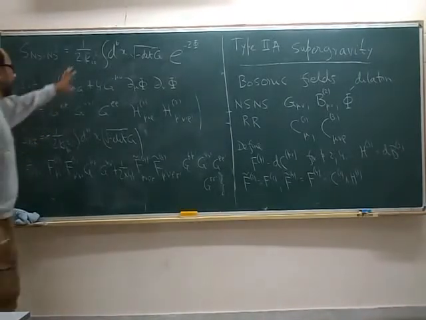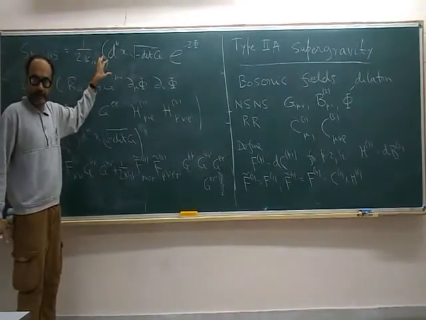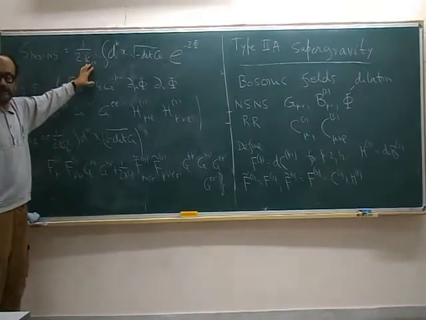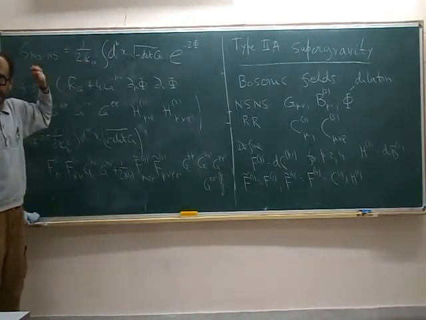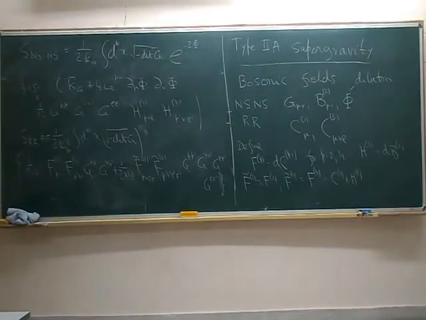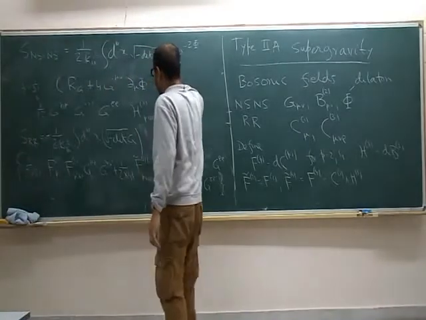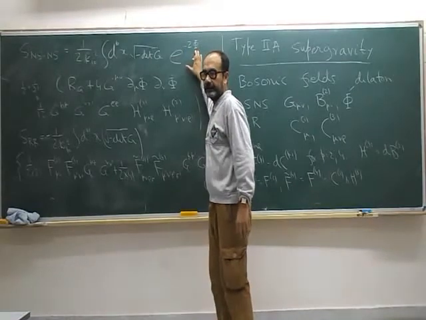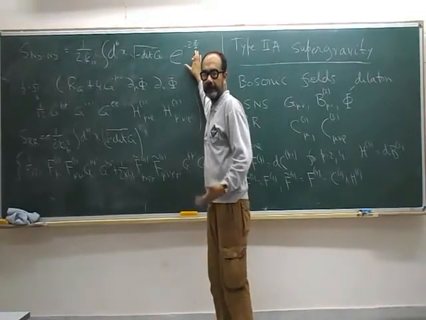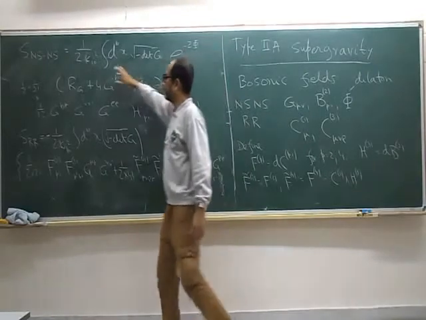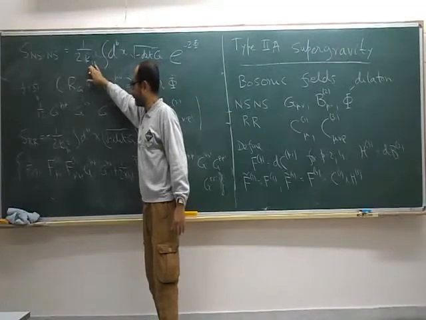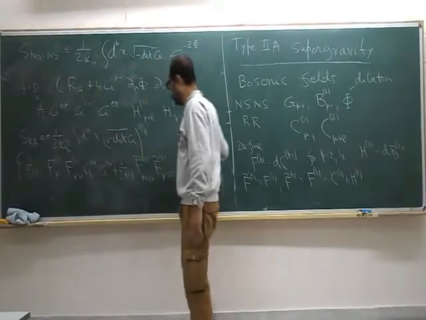Now, this kappa 10, this is some constant, but this is not relevant because this can be changed by a shift in the field. So let me explain how that can be done. Here in the NS sector, we can see that if you shift phi by a constant, I just redefine my phi, phi equal to some phi tilde plus constant, that essentially scales kappa 10. That of course doesn't work for the RR sector because there is no e to the minus phi here.